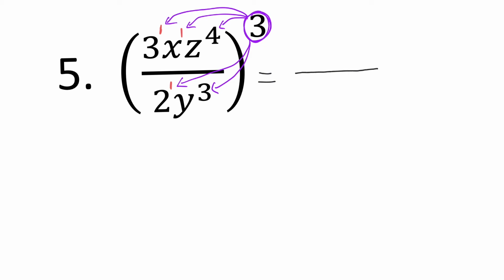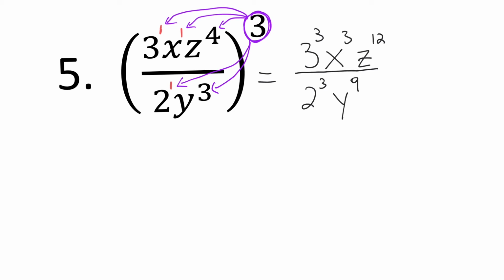I'm going to keep the bases, so 3 stays the same, and I multiply the exponents of the 3. 3 times 1 is 3. The x, I keep the x. 3 times 1 is 3 for the exponent. The z, I keep it, and 3 times 4 is 12. On the bottom, you have the 2, and 3 times 1 is 3. So I am multiplying the exponents. And the y, 3 times 3 is 9.